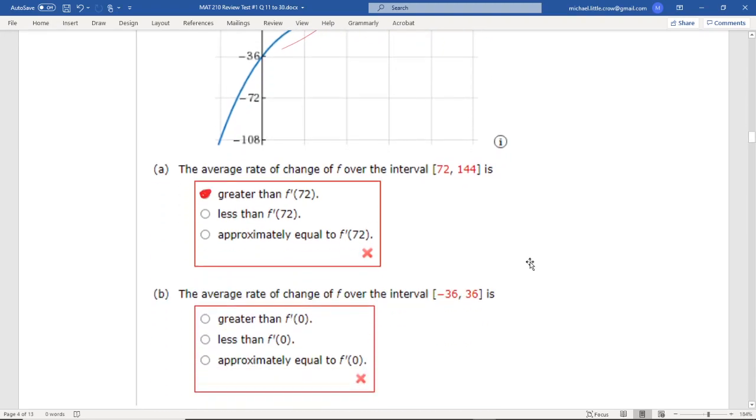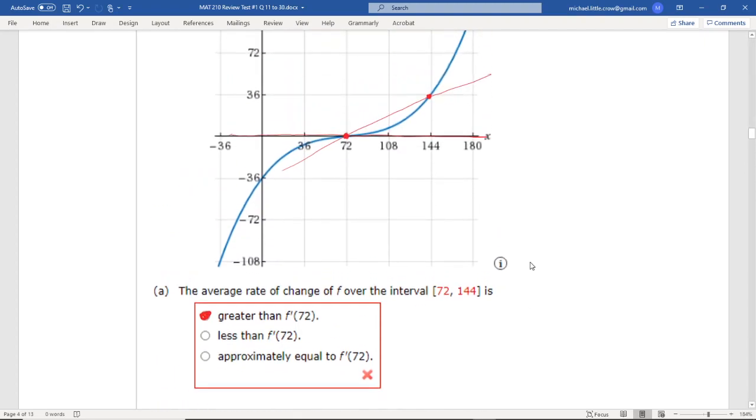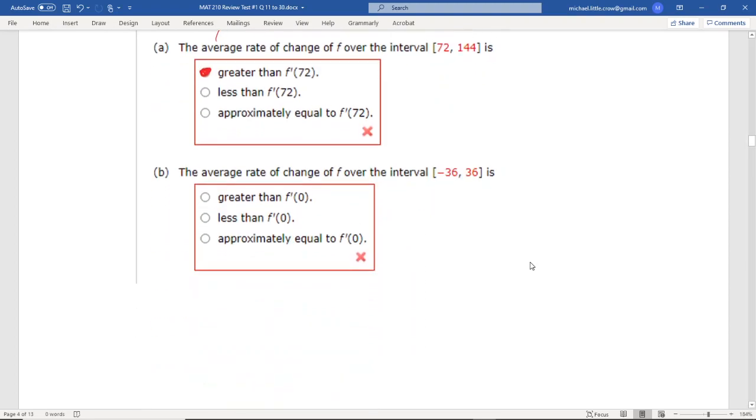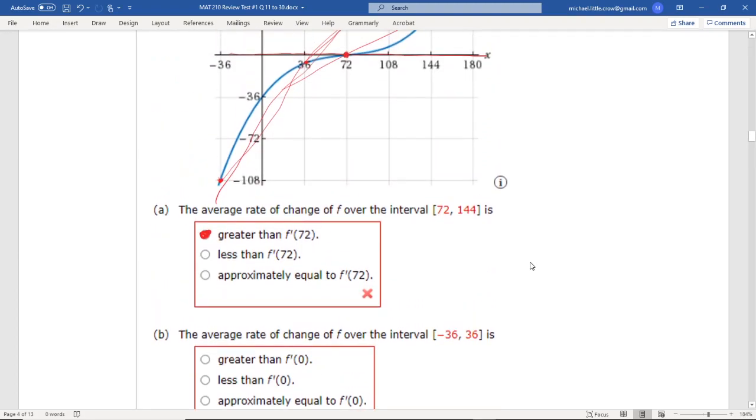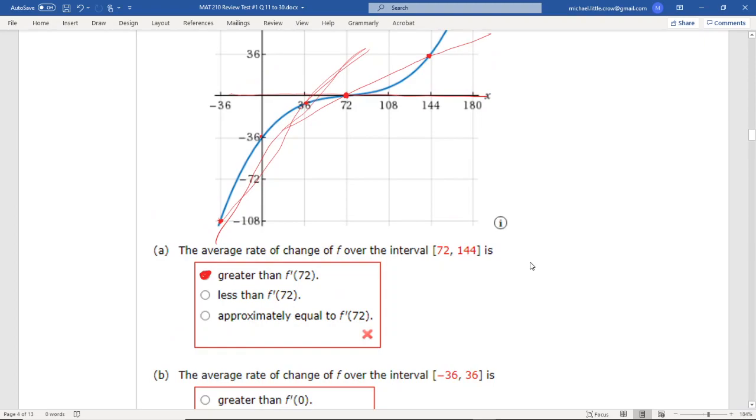F prime at 72. The average rate of change of f over the interval negative 36 to 36. So negative 36 here, we get this, to positive 36 here, we get that. So there's a slope, pretty steep. Now we're comparing for the derivative when x is 0. So when x is 0, there's our slope right there.